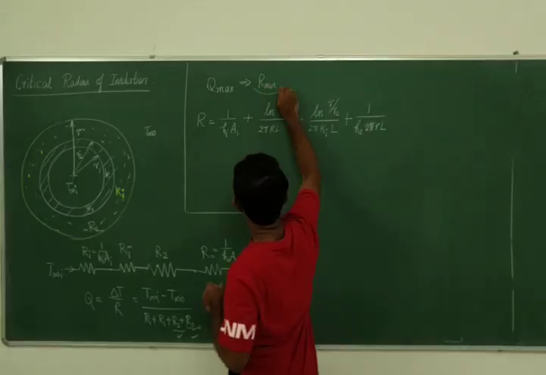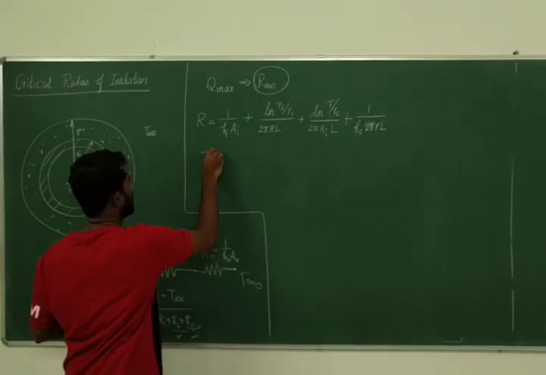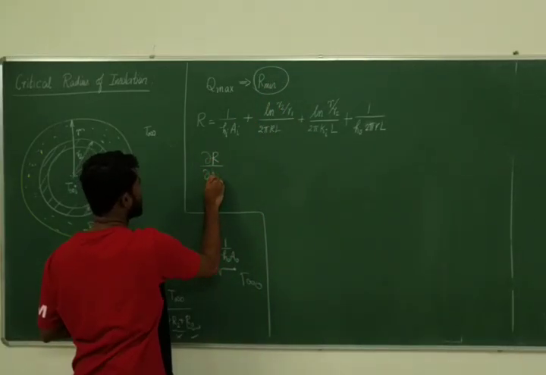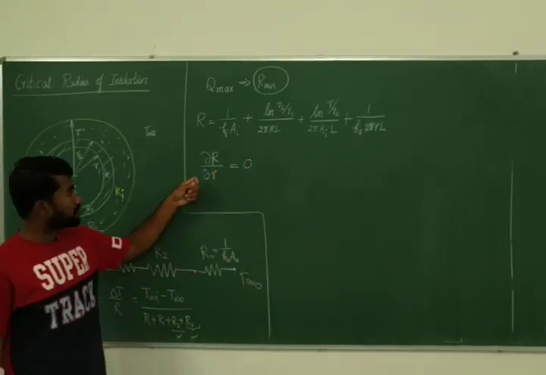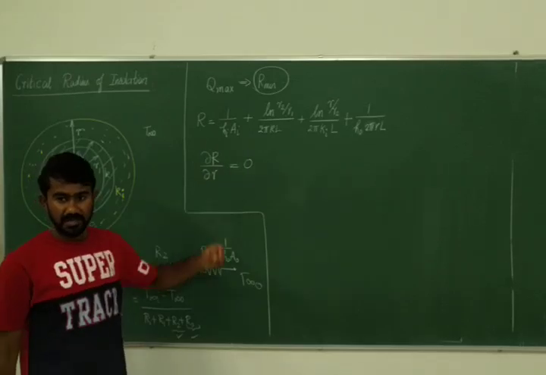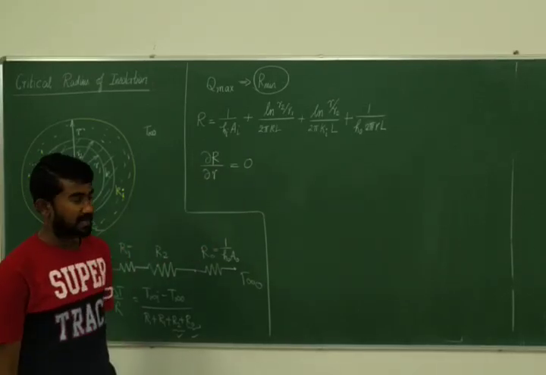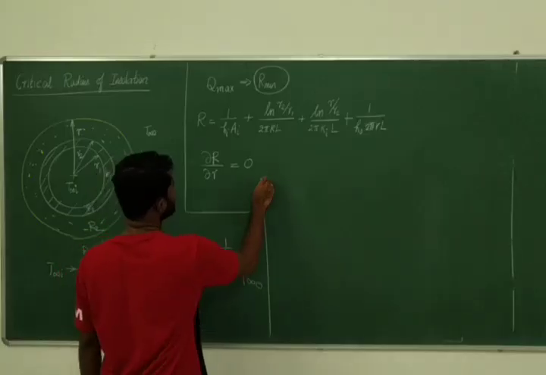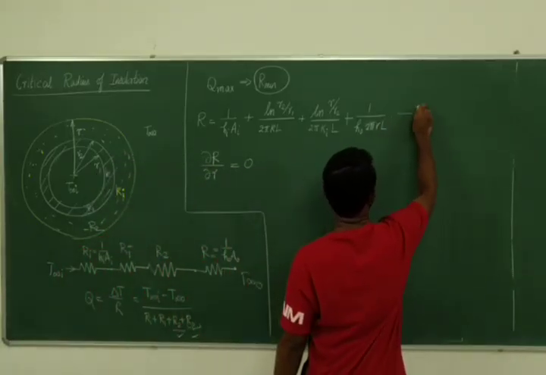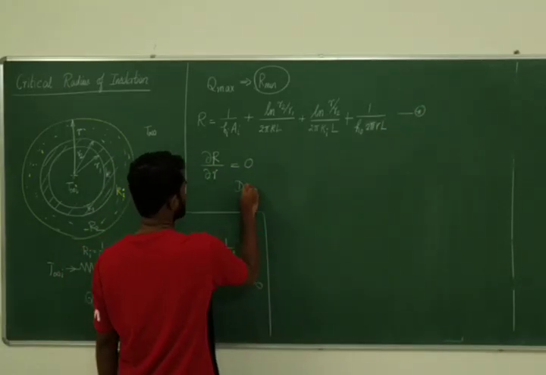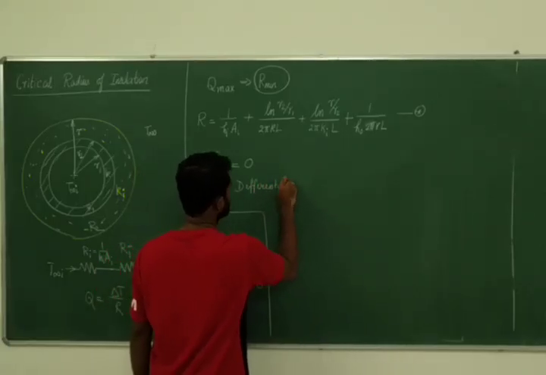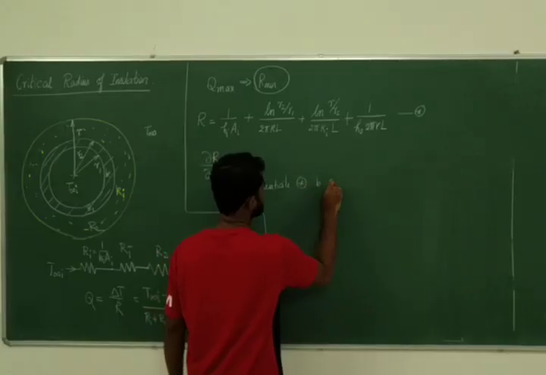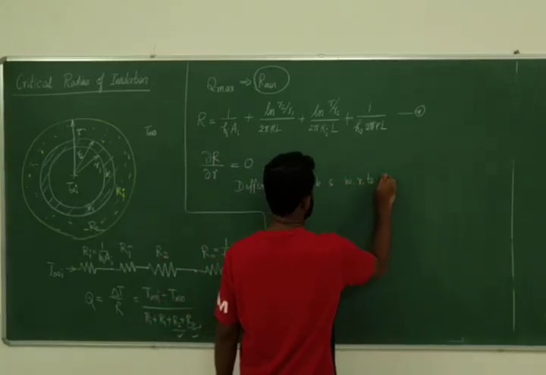Now, if R has to be a minimum, then dou R by dou radius has to be equal to 0. For a function to be minimum, its derivative with respect to R has to be 0. Here R is the only variable that we have. Now, if you differentiate this, so call this as star, take the whole equation star, differentiate both sides with respect to R.